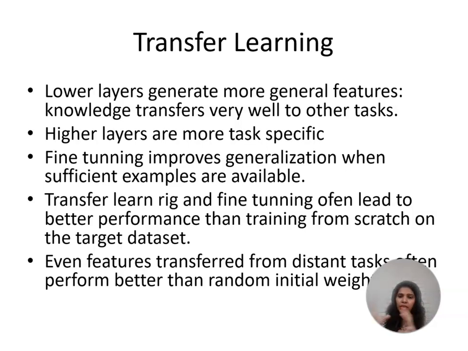Sufficient examples means we have a large data set and a smaller data set, and if we want to do the same convolution for the small data set, we can use this transfer learning, and it often leads to better performance than training from scratch. Even features transferred from distant tasks often perform better than random initial weights, correct? Because if we train from scratch, we have to initialize the weights randomly. But if we transfer knowledge, the model has already performed well on some other task, and we are taking that. ImageNet is a very good architecture for transfer learning.